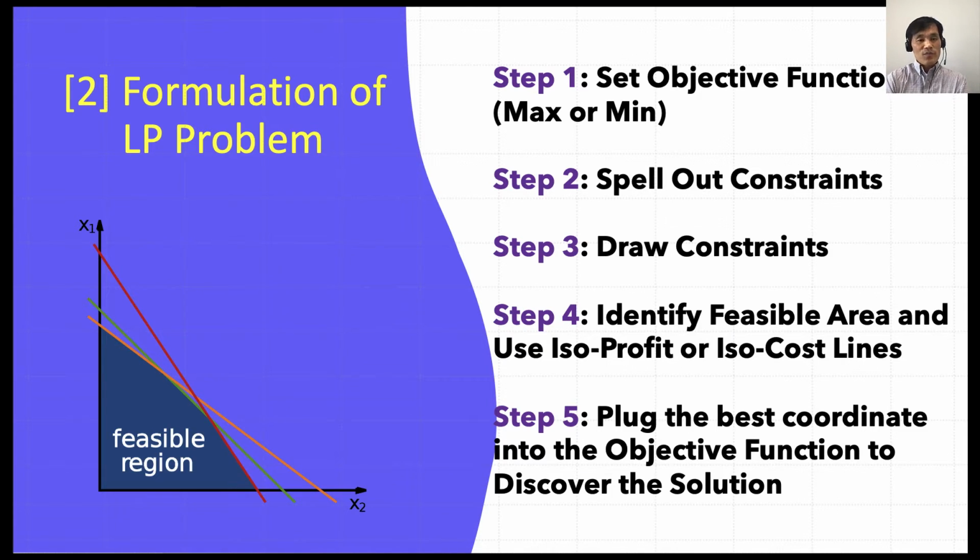Second agenda is formulation of linear programming problem. Here are 5 steps to follow. The first one is objective function. We have to understand the problem and see whether this is a maximization problem or minimization problem.